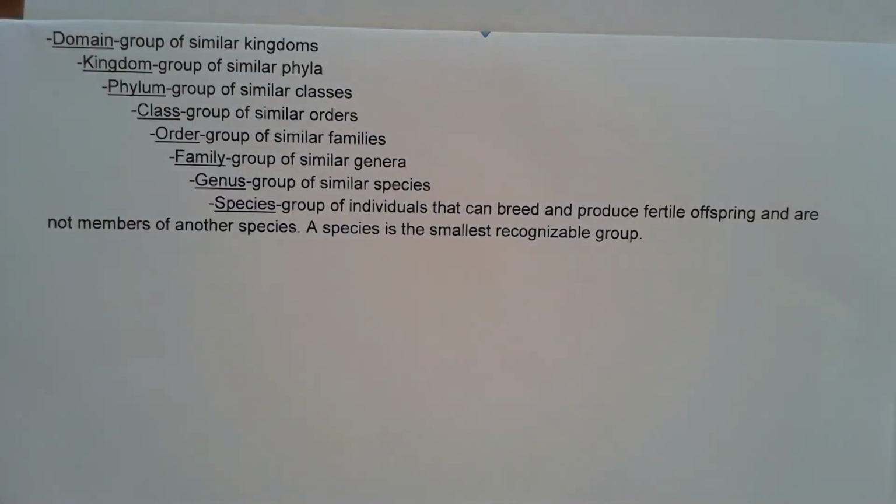All right, so these terms, this is your taxonomic hierarchy. Starting with the largest taxon is the domain, which is a group of similar kingdoms. Now notice as you read through these terms, they all read basically the same, okay? So you're really going to have to think about this more than it might seem.